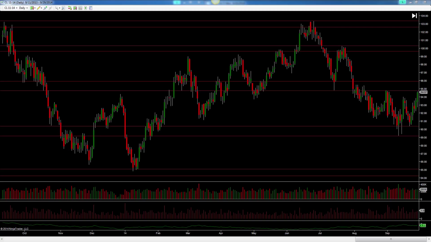We're not going to go in depth on balance areas at this point, but I just want to make it clear that this is a mature balance area, and this is one of the conditions for trend.